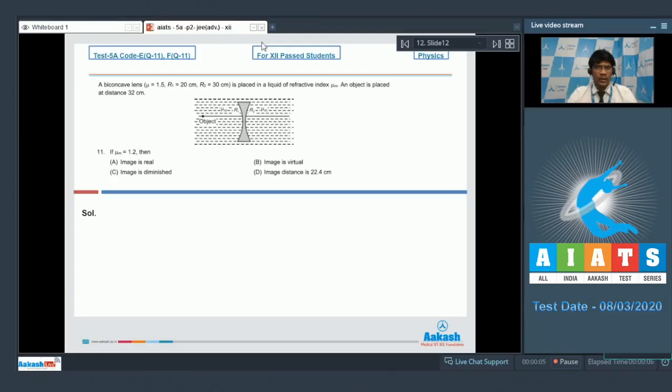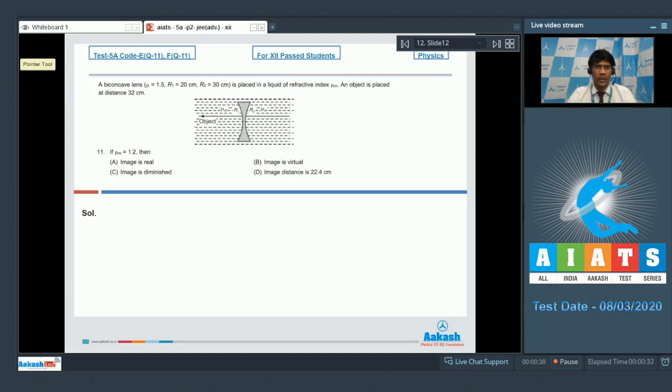Questions number 11, 12 and 13 are based on this given paragraph. It is a biconcave lens of mu equal to 1.5, R1 equal to 20 centimeter, R2 equal to 30 centimeter, placed in a liquid of refractive index mu m. An object is placed at a distance of 32 centimeter. We need to find the nature of the image and its distance, and whether it is magnified or diminished.